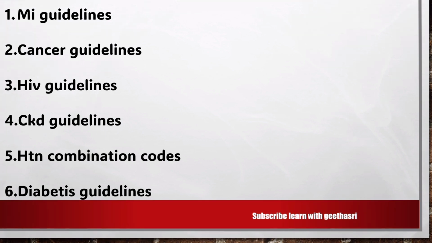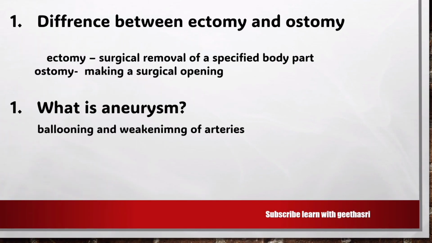Going into the questions, difference between ectomy and ostomy. Ectomy is the surgical removal of a specified body part. Ostomy is making a surgical incision or surgical opening. What is aneurysm? Aneurysm is the ballooning and weakening of the arteries.